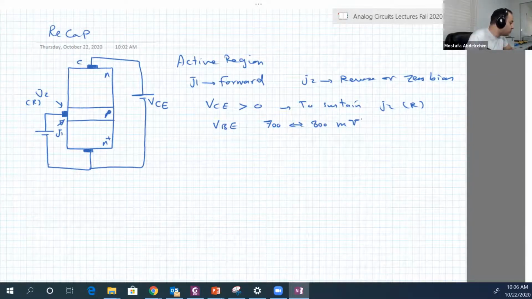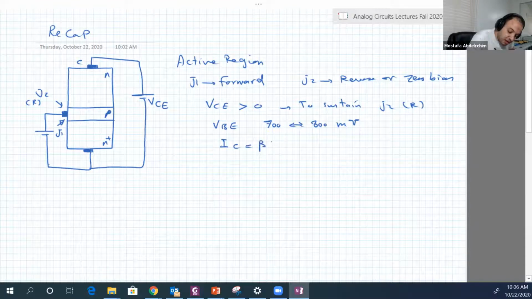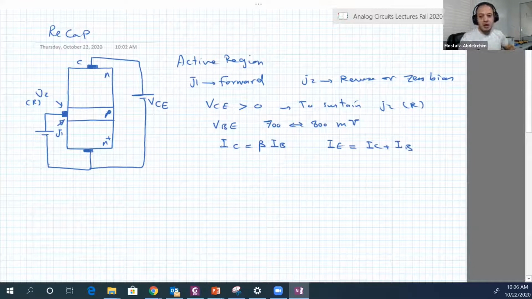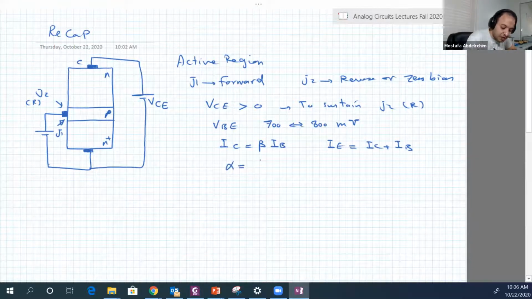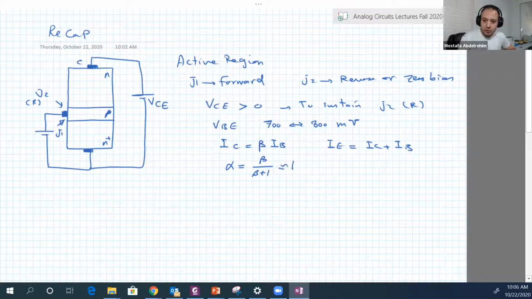What also we have? Also in active region, we have these relations that IC equal to beta IB. And IE, the emitter current, is equal to IC plus IB. There is another parameter called alpha. And alpha is equal to beta over beta plus 1, so it's close to 1. I didn't mention this just for good.